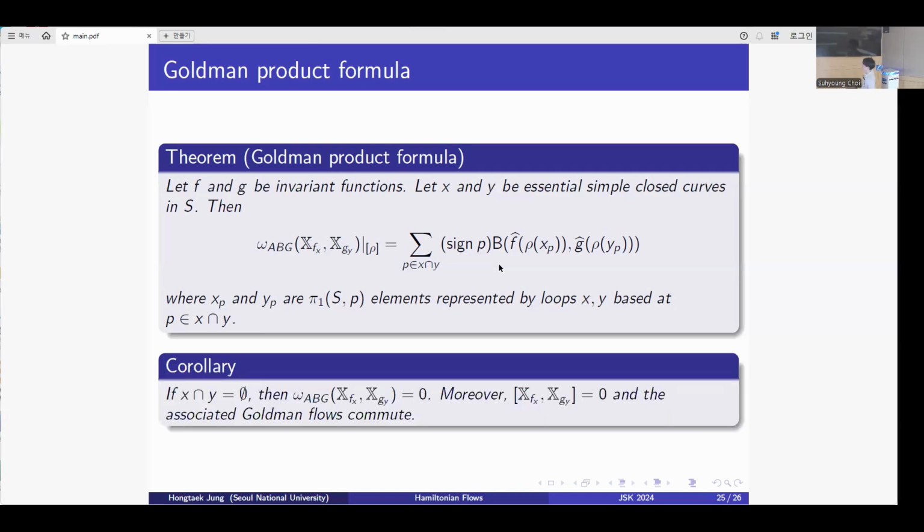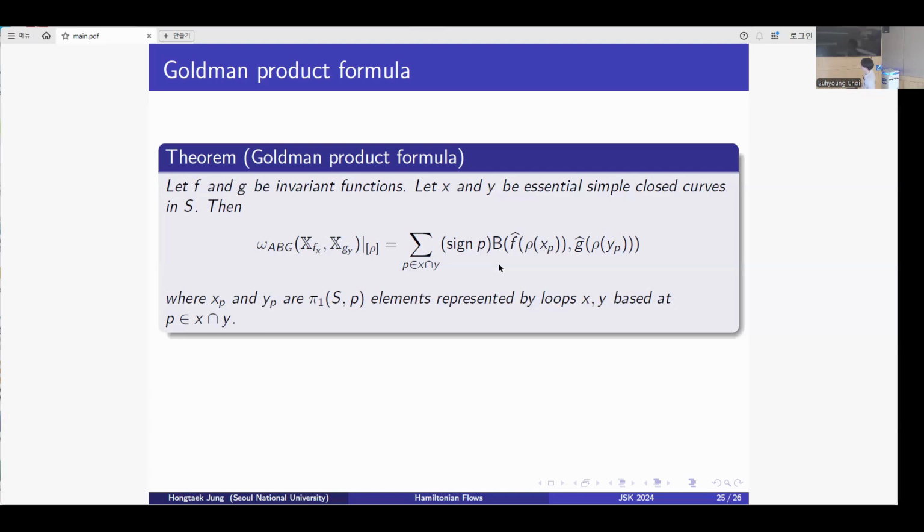So basically for this x of p and y of p, we choose x and y as essential simple closed curves, and we make them fundamental group elements by taking the base point p at the intersection point. So a common base point p, the intersection point. Then it becomes a fundamental group element, and we evaluate it by this representation. And then you take this Goldman function of them, and they become an element in the real algebra. And then we take the product by B and take the sign and then sum.